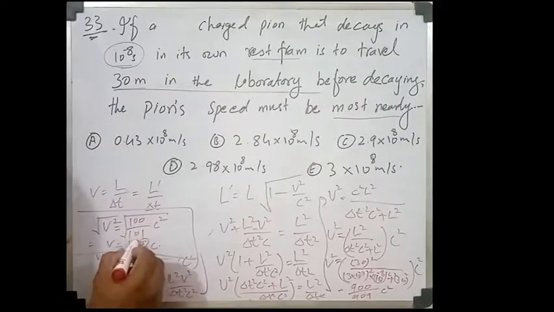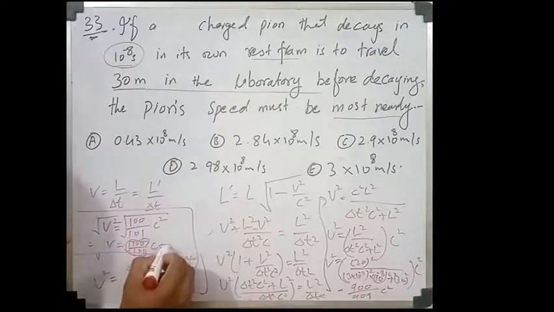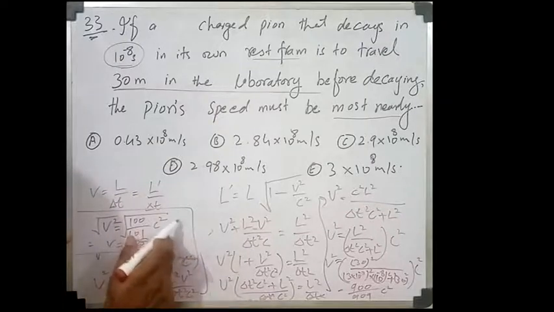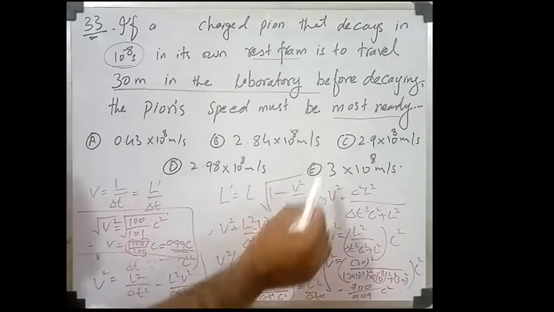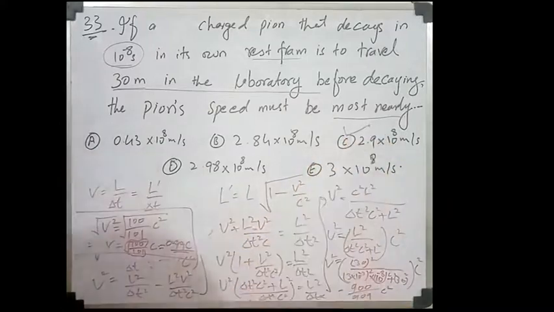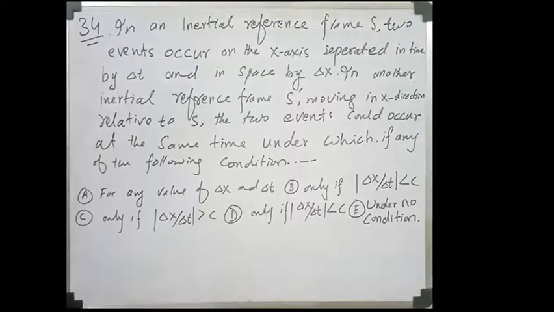Calculating this will become approximately 0.99 c. Multiplying this with the speed of light, we will get this answer. So option C is the right option in this problem. Next problem is 34.